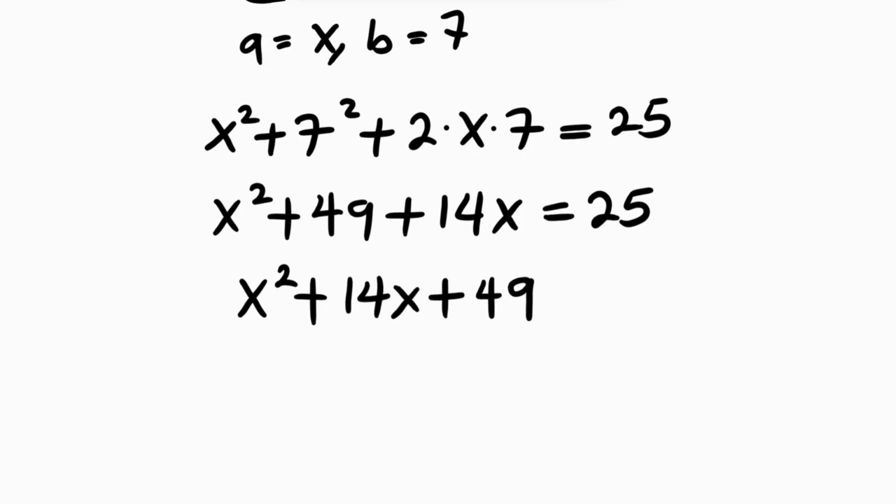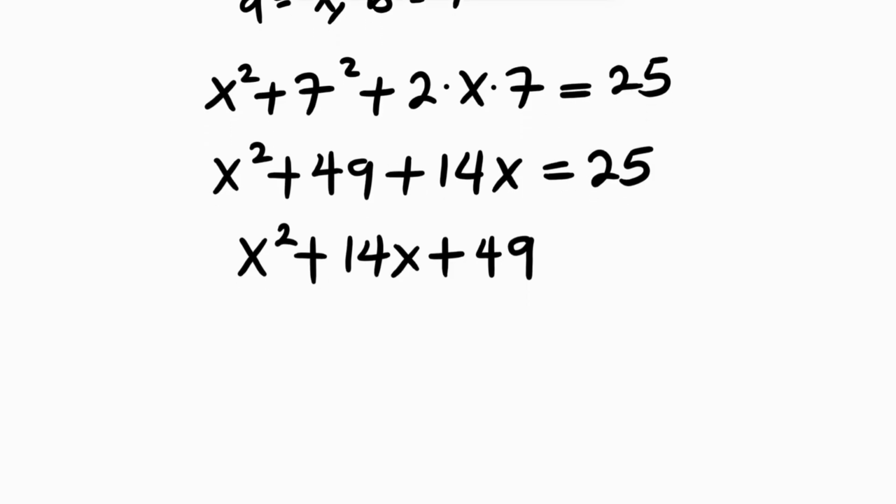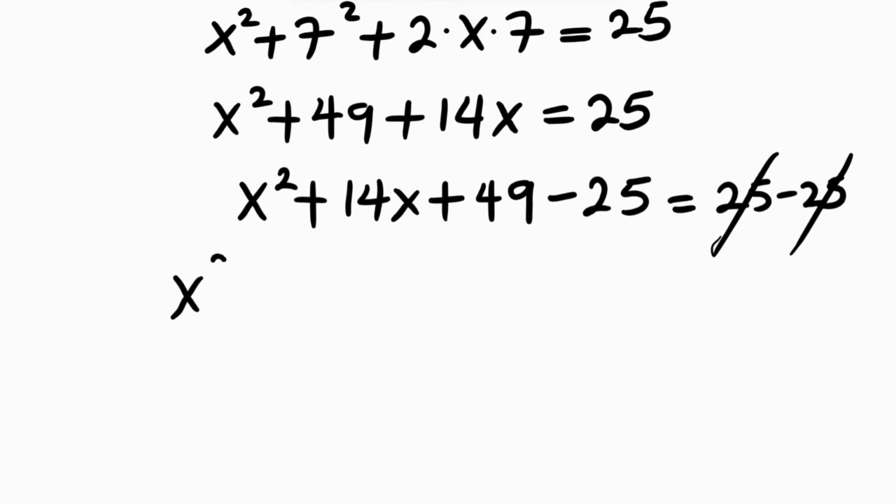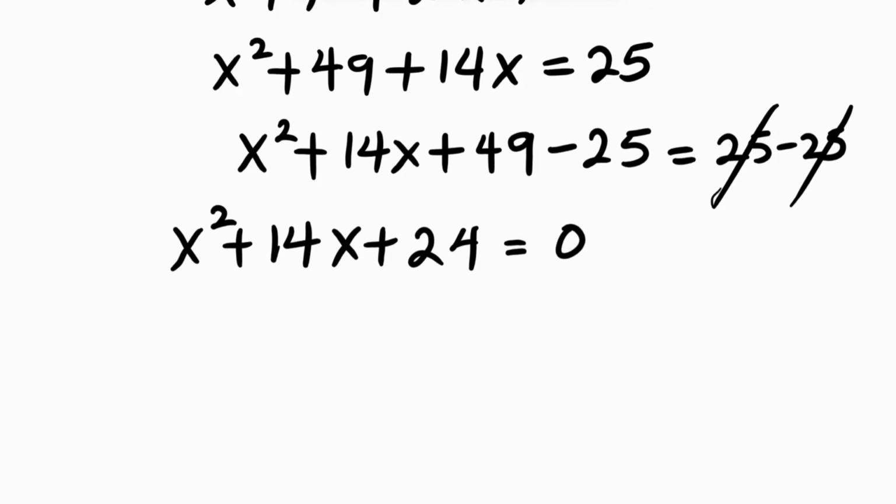You can subtract 25 from both sides. So minus 25, plus 25, that becomes 0. So we have x² + 14x + 49 minus 25, which is 24, equals 0.